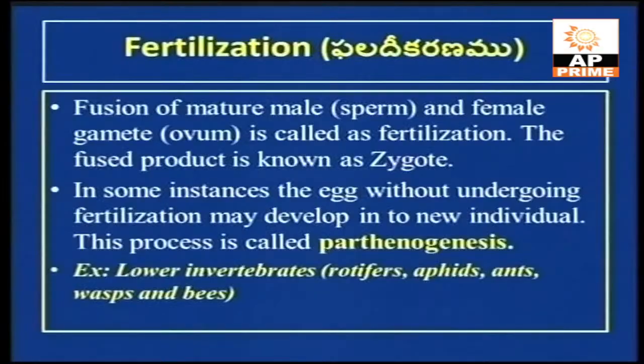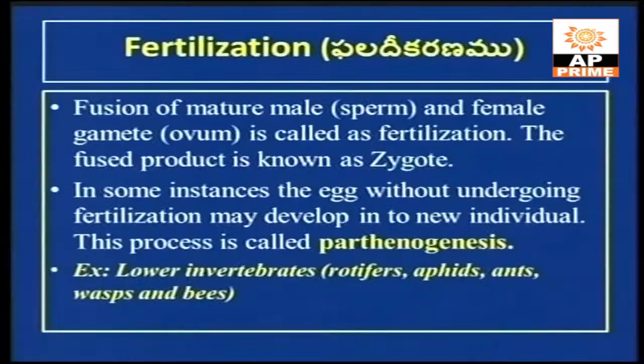The second important event in embryology is fertilization. Fertilization means the fusion of a mature male sperm and a mature female ovum. The formed product is known as the zygote. In some animals like insects, wasps and bees, there is a possibility of development of new individuals without the fusion of gametes.